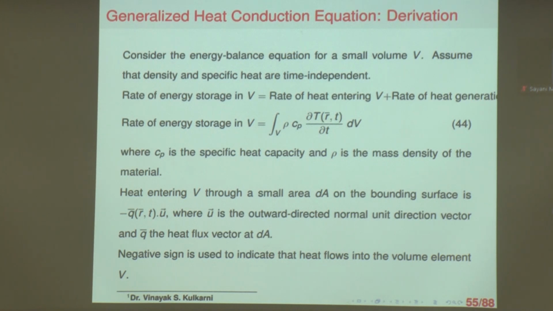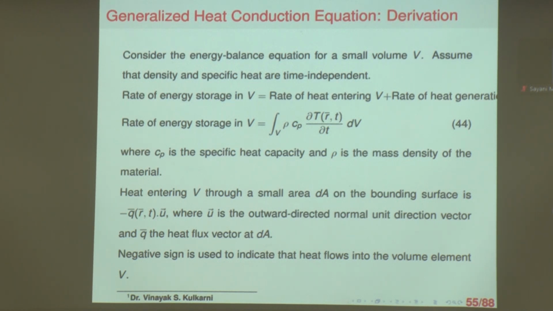For that purpose, I will consider a small volume V and its corresponding energy balance equation with the physical properties like specific heat capacity and density. How can you write the energy balance equation for this particular problem? Rate of energy storage in V, rate of heat entering in V, and rate of heat generation within that volume. If this is a particular volume under consideration and I want to write the energy balance equation for the heat energy, then what will I have to consider?